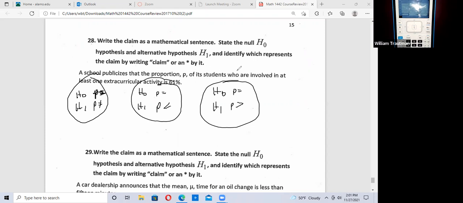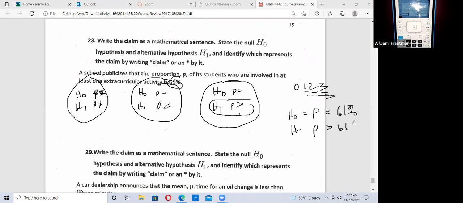So when it says a student who is involved in at least one extracurricular activity, at least one means P is greater than 1. So you're looking for at least or greater than. So this is the answer for the first one. H0: P equals 61%. H1: P is greater than 61%. That's the answer to number 28. You have these three to choose from, and we chose this one because it was the greater than. At least means greater than. So let's try the next one, 29.